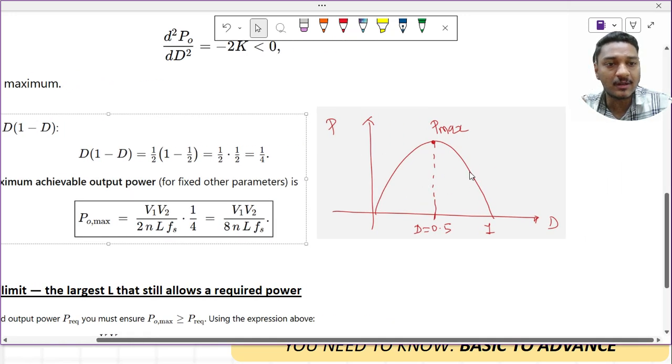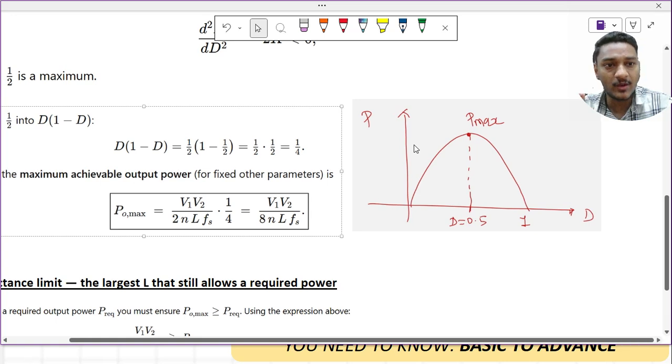I have tried to draw it. This is my power, this is my D. This is the maximum power I am going to get at D equal to 0.5. Now I need to choose a value near D equal to 0.5 so that I can achieve the maximum power.